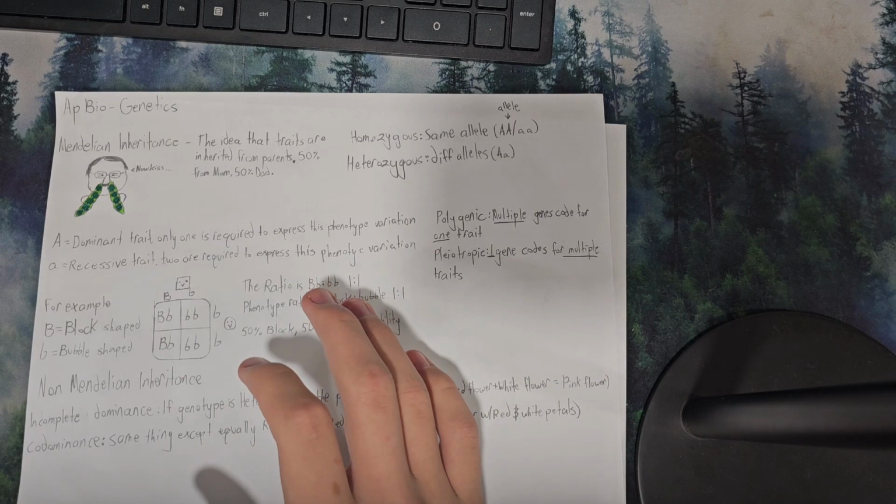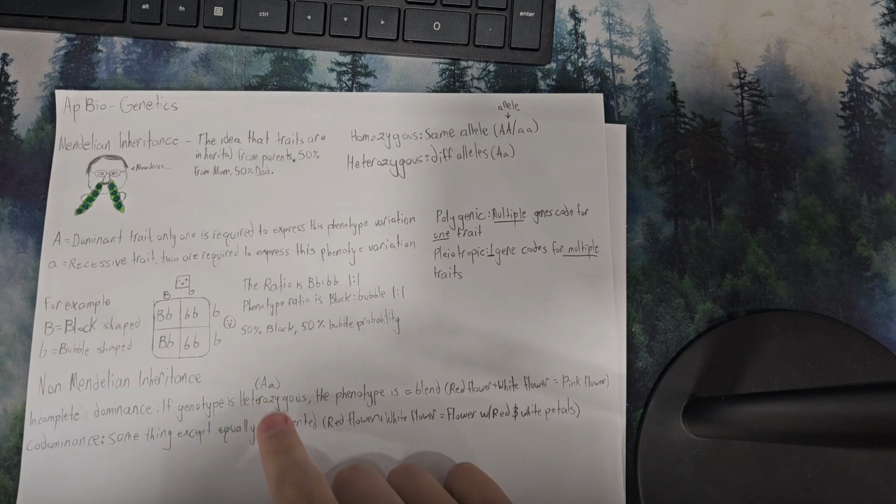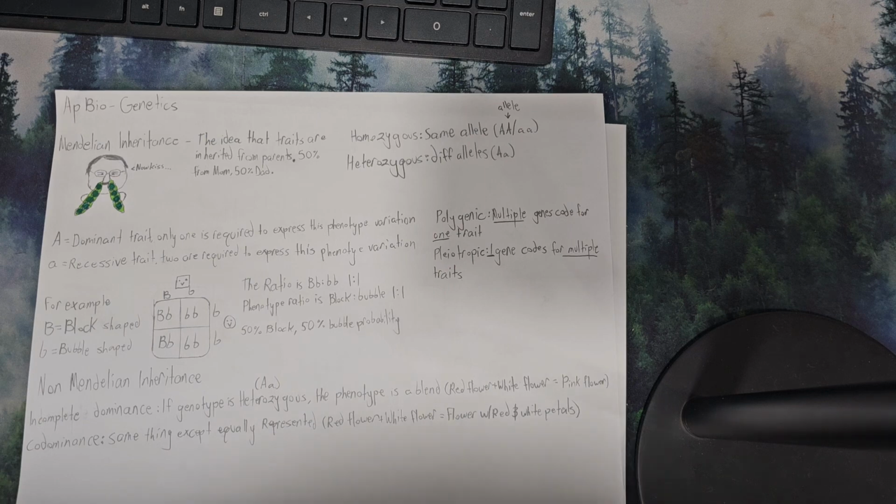Inheritance won't always follow the pattern of just one being better than the other, where one just overpowers the other. There is something called non-Mendelian inheritance. The first one is incomplete dominance. If a genotype is heterozygous, big A, little a, the phenotype is a blend. So, for example, if a red flower and a white flower were to breed, the offspring would be pink flowers.